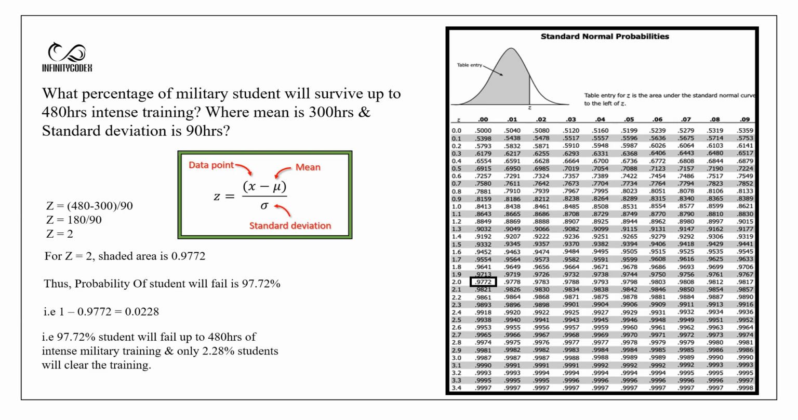For z equal to 2, the shaded area is 0.9772. Thus, the probability of a student failing is 97.72%. Correspondingly, the other is 1 minus 0.9772 equals 0.0228. That is, 97.72% of students will fail up to 480 hours of intense military training and only 2.28% will clear the training.